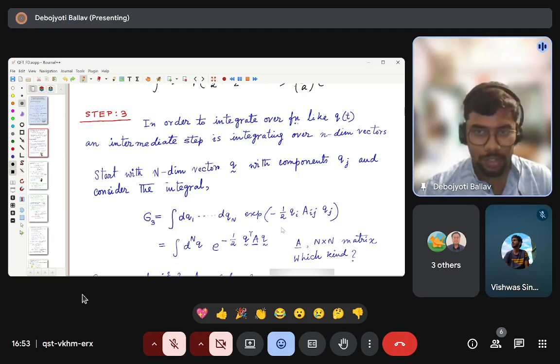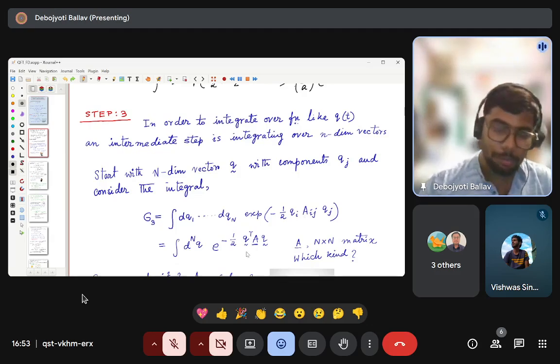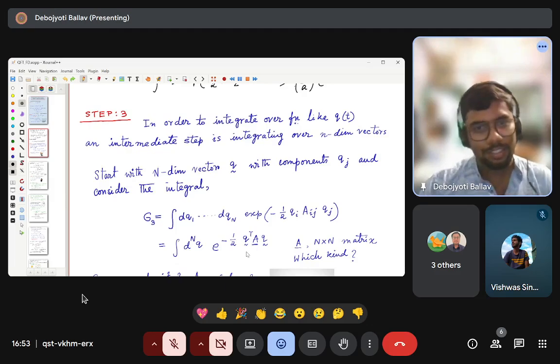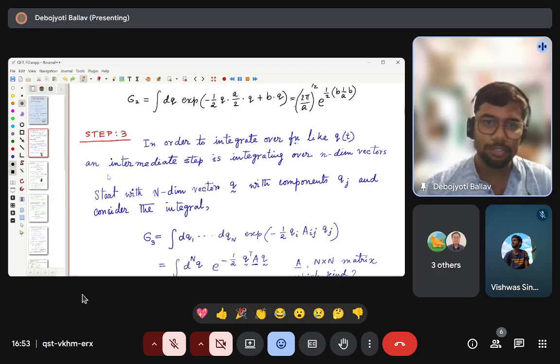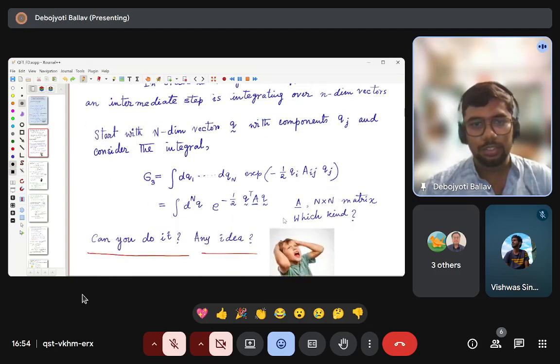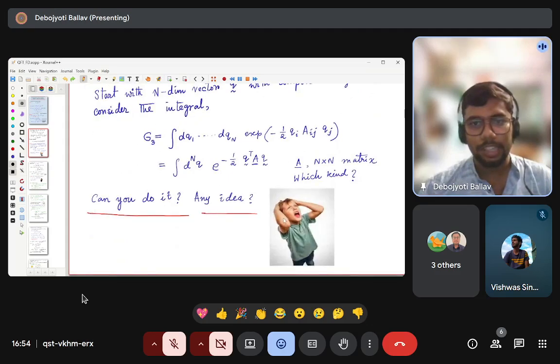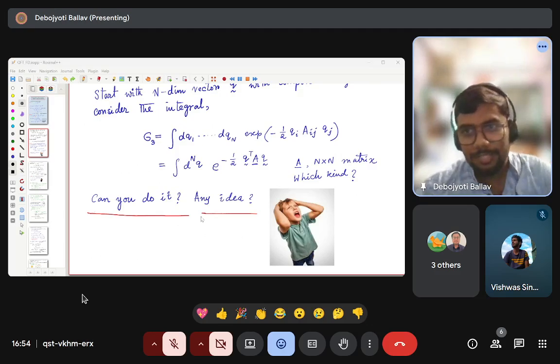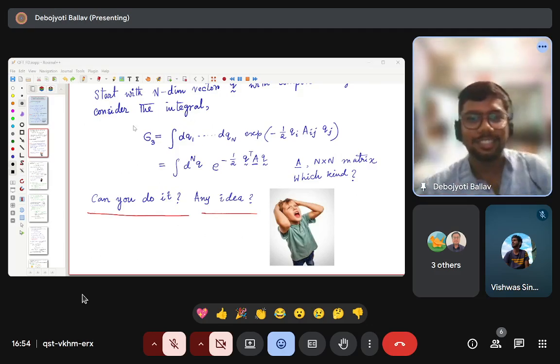Now we have a generalized version of the Gaussian integral, a multi-dimensional Gaussian integral, if you want to say that. That is the integral of d^n q, I just wrote this measure as d^n q, and this is exponential of minus q transpose A q. Now, can you do it? Any idea how to do it? Any idea from anybody?